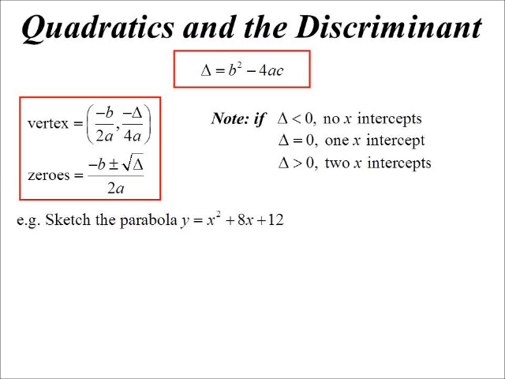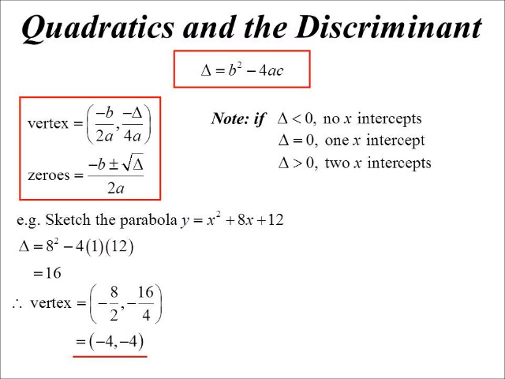Okay, back to the same question again. If I'm going to approach it using the discriminant idea, we can work out our discriminant, b squared minus 4ac, which is 16 in this case. So my vertex, minus b on 2a will be the x value, minus the discriminant on 4a will be the y value, and sure enough we get our answer of negative 4, negative 4.